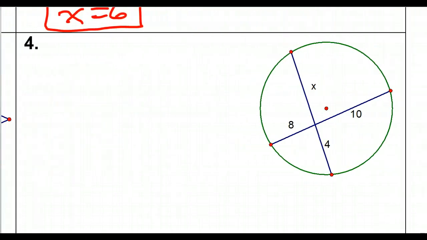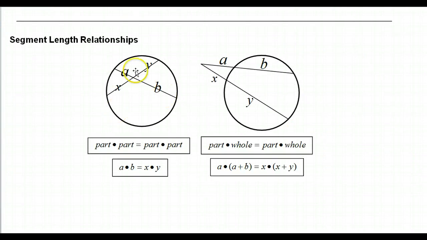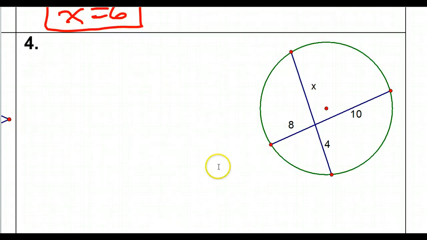Number 4. This is the other situation shown here in the formula sheet. But when the segments are completely inside the circle, what we do is part times part is equal to part times part. So like a times b will equal x times y. So in this situation, it'll be x times 4 is equal to 8 times 10. So this should be pretty simple.